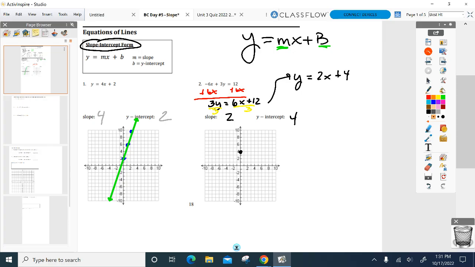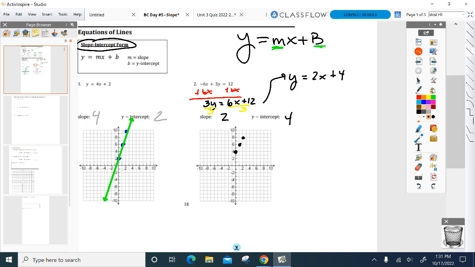Do I still go to the right? Yeah. When would I go to the left? If it was negative. Up 2 over 1. Yep. Graph that line in. Straight edge not needed. And there we go. Any issues? All right. That's great.